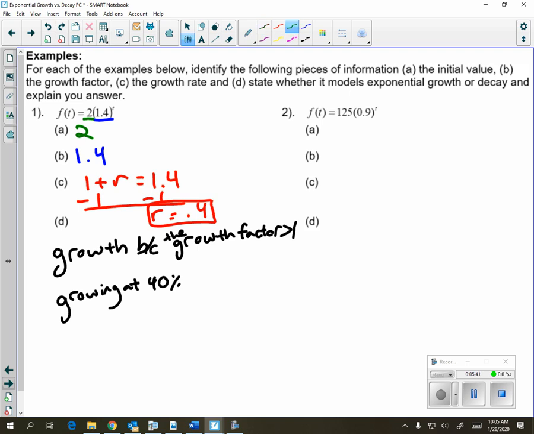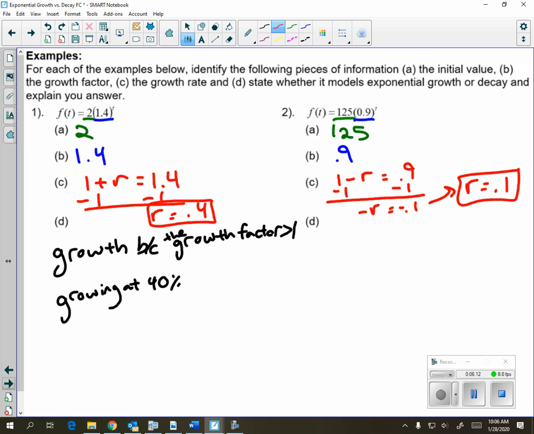For the next one, your initial value found out front is 125. Your growth factor, the entire base, is 0.9. Because we are less than 1, we know we're decaying, and we're going to have 1 minus r equals 0.9. If you solve this equation, you get negative r is equal to negative 0.1, which means that r is equal to positive 0.1. Or just think of it as you started at 1, you're going to 0.9, so you decayed by 0.1 if you don't want to do the formula.